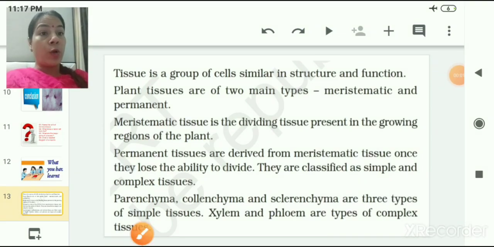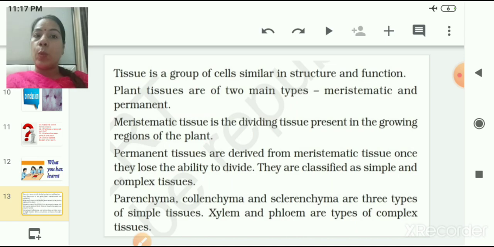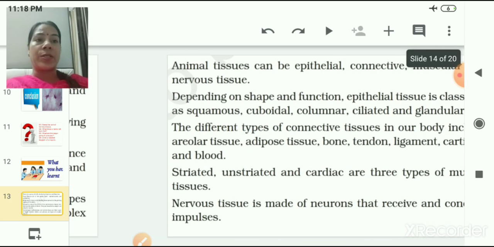Plant tissues are of two main types, meristematic and permanent tissues. Meristematic tissue is the dividing tissue present in the growing region of the plant. Permanent tissues are derived from meristematic tissue once they lose the ability to divide. They are classified as simple and complex tissues. Parenchyma, collenchyma and sclerenchyma are three types of simple tissues. Xylem and phloem are types of complex tissues.